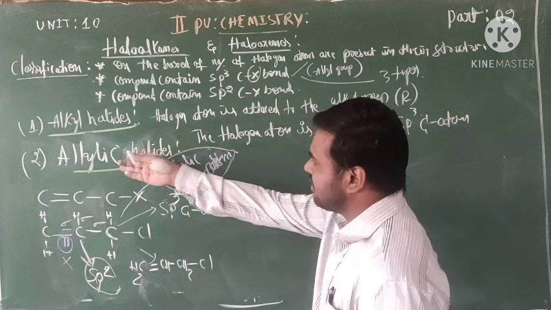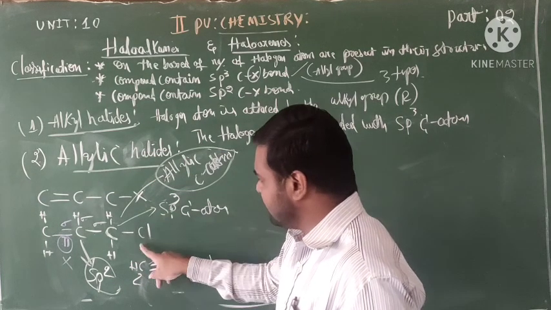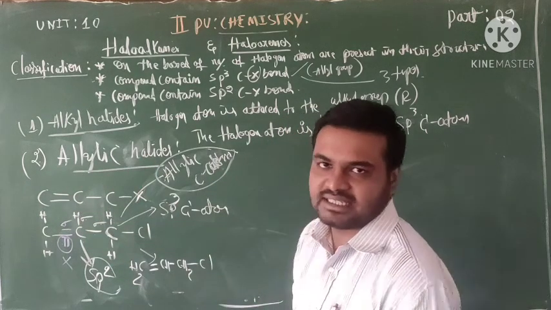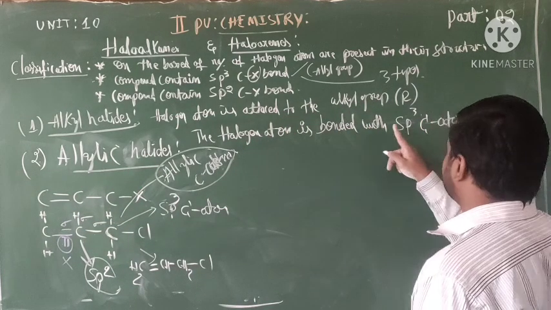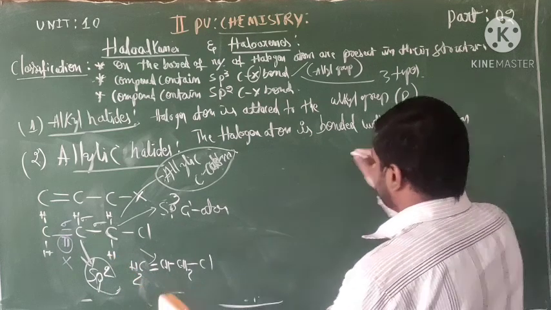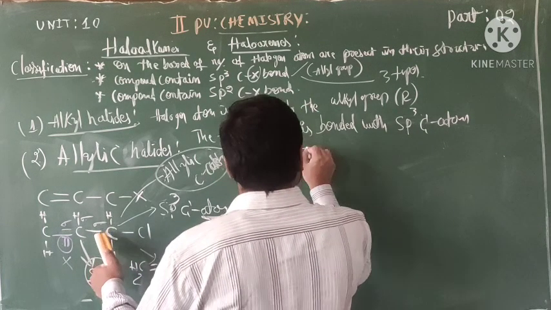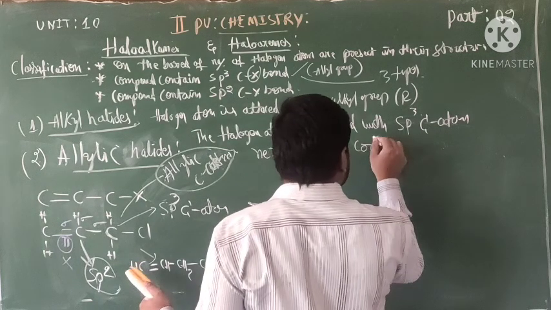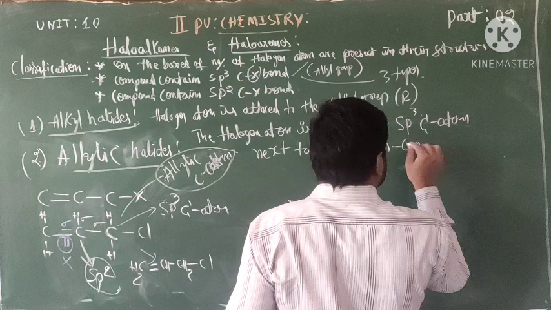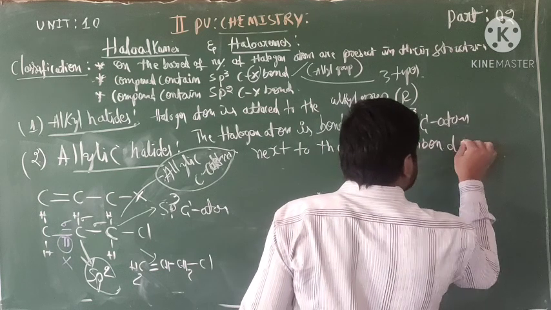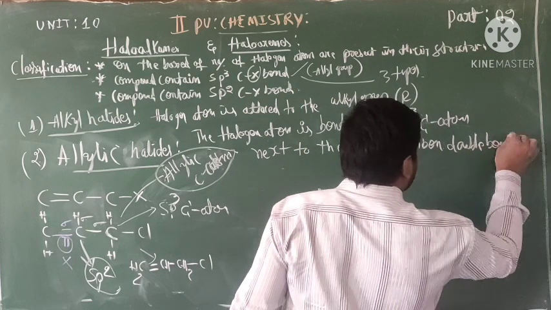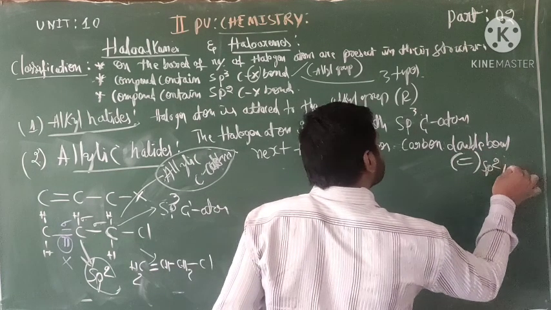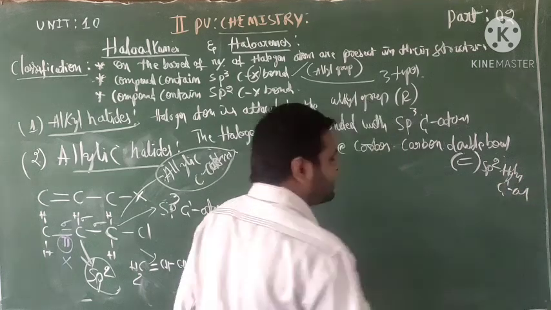Okay, simply define allylic halides. The halogen atom bonded with an allylic carbon atom is called an allylic halide. Either the halogen atom is bonded with the sp3 carbon atom next to the carbon-carbon double bond, or this is an sp2 hybridized carbon atom. Okay, this is the definition.